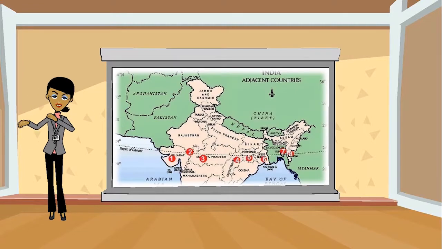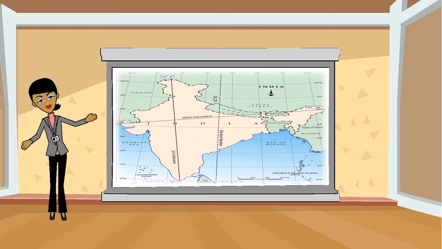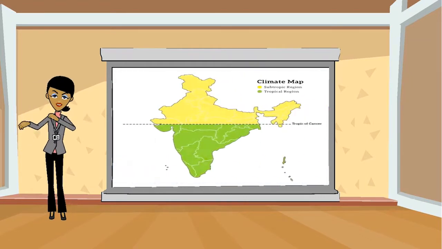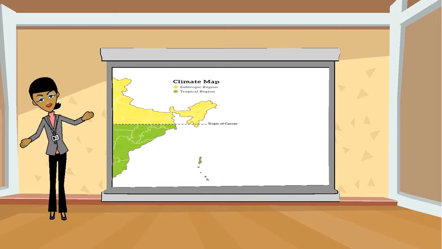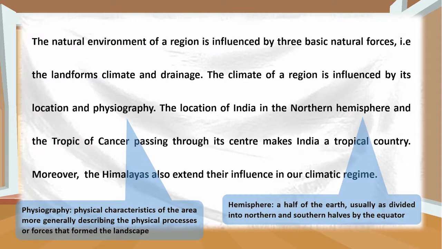Students, do you know the three main basic natural reasons that influence the natural environment of a place? Well, those are the climate, landforms, and drainage. The climate of a place is in turn influenced by its location and physiography.